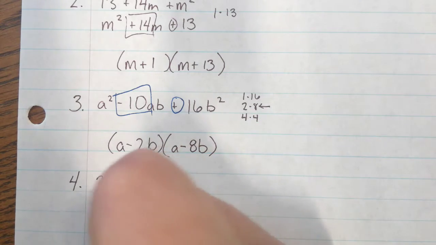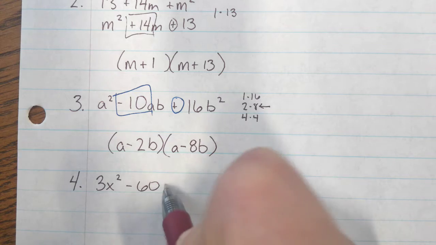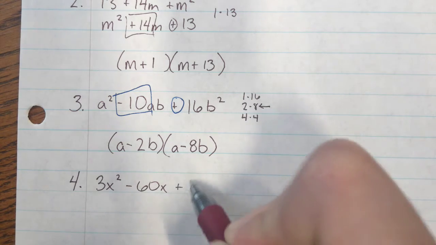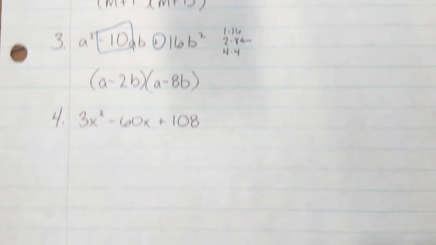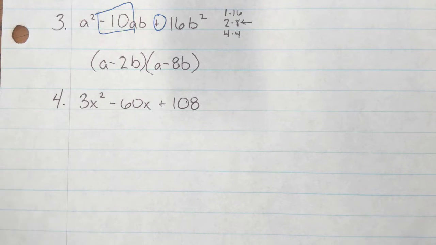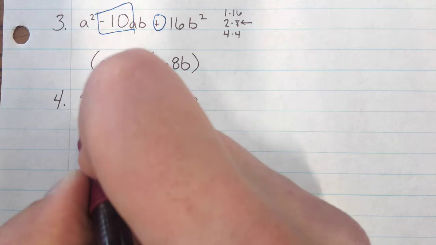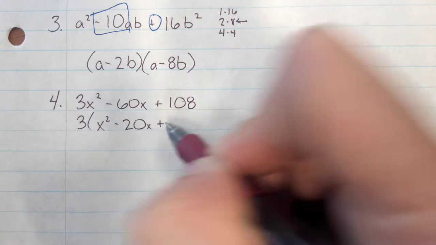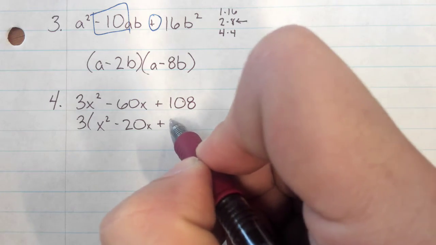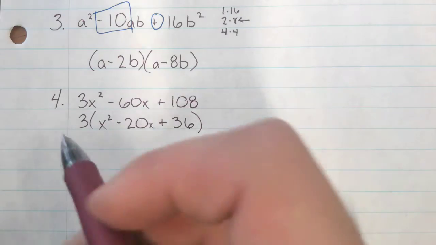Let's do another. Number 4. All right. 3x squared minus 60x plus 108. All right, first step. Is there a GCF? Yes. Yes, there is. Good job. All of these are divisible by 3. So first we're going to divide by 3. That's going to give us x squared minus 20x plus 36. Boom.